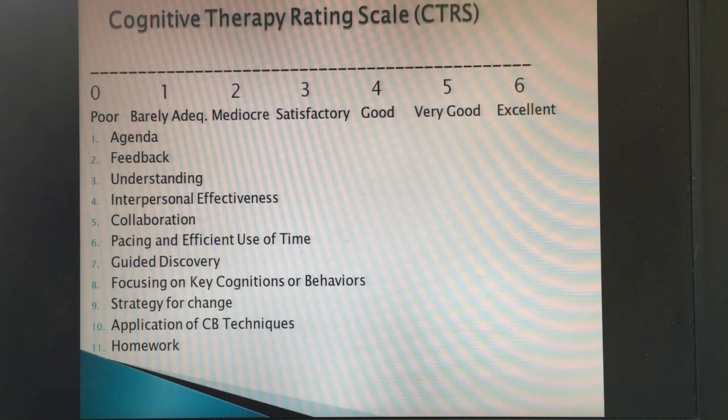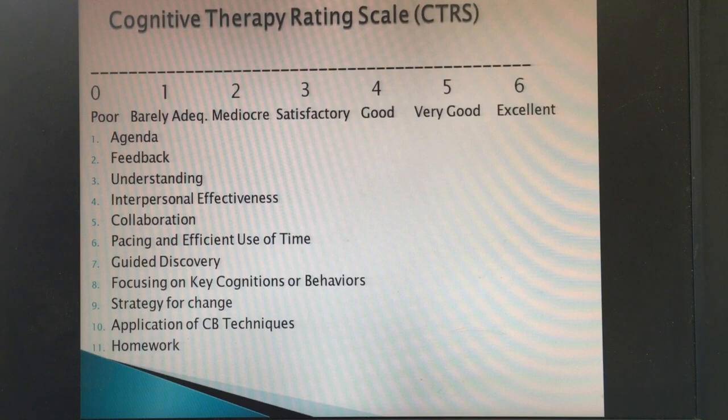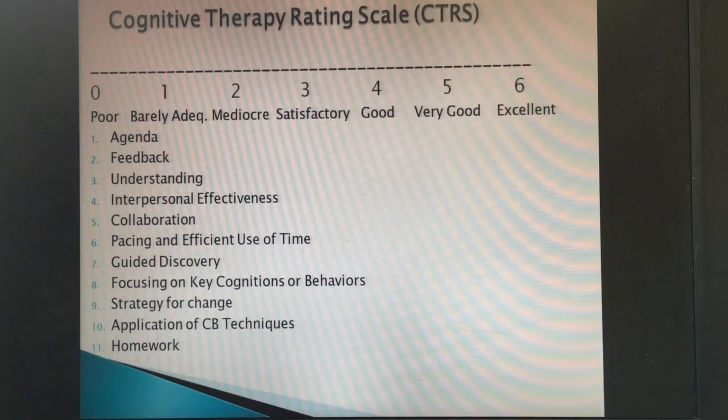of a session. And then it goes through 11 categories: setting the agenda, eliciting feedback, showing an understanding of the patient, interpersonal effectiveness, collaboration, pacing and efficient use of time, guided discovery, focusing on key cognitions or behaviors, strategy for change, application of cognitive behavioral techniques, and homework. Let's look at an actual copy of the CTRS.